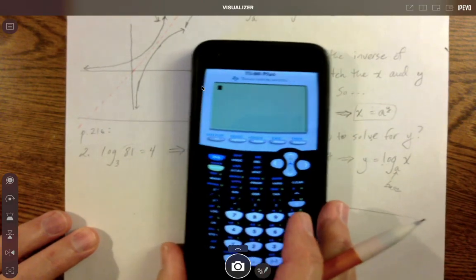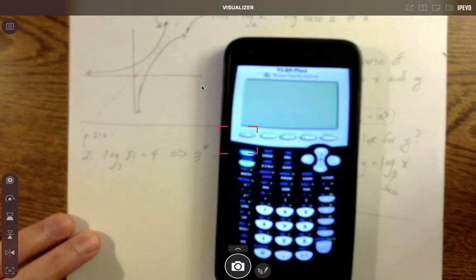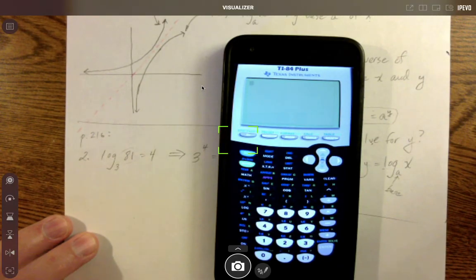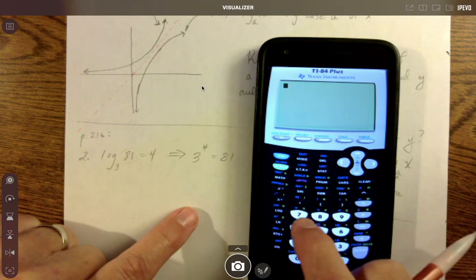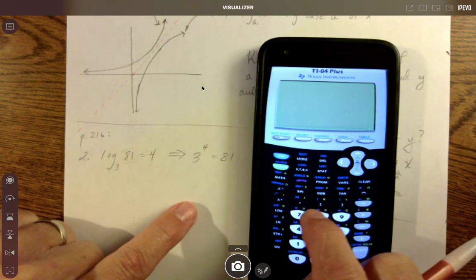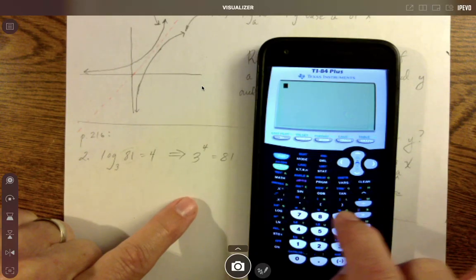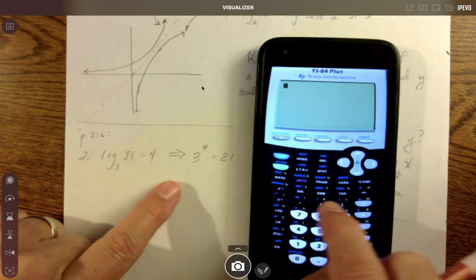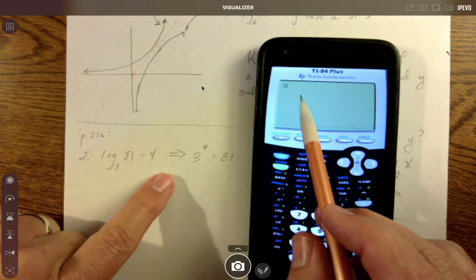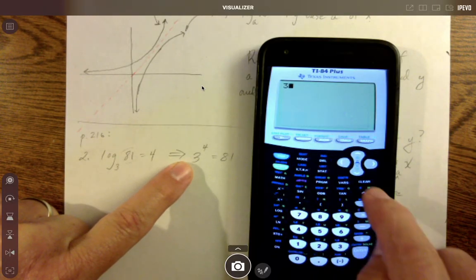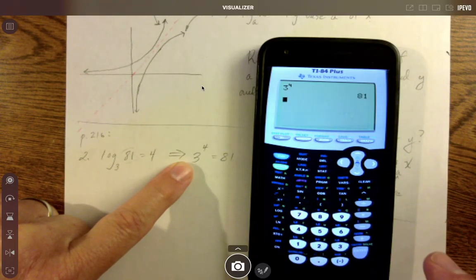I found this calculator I forgot I had on this old phone, which I like a lot. So if I do, now log base 3, we're not able to do it on this calculator. I'd have to do it a different way, but I can do this. 3 raised to the 4th power is 81.